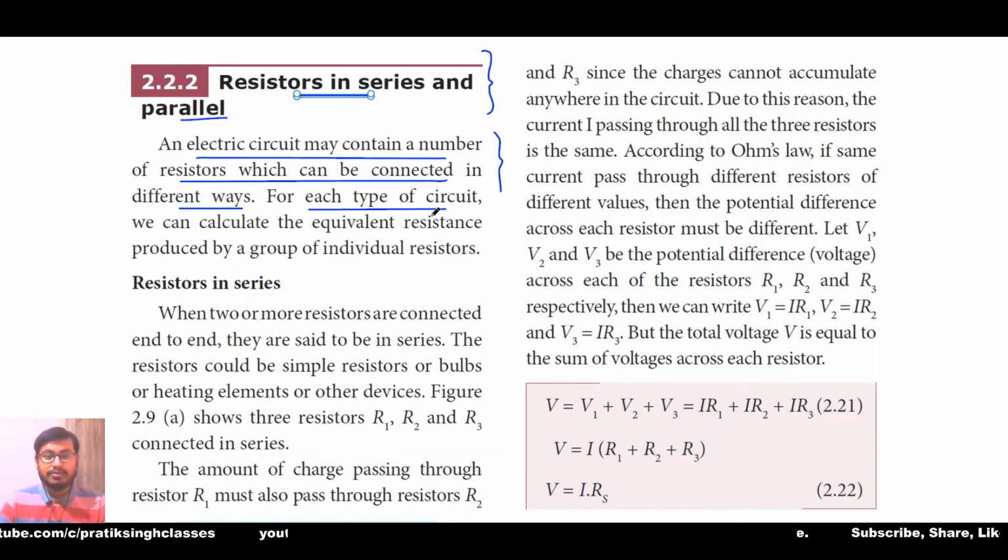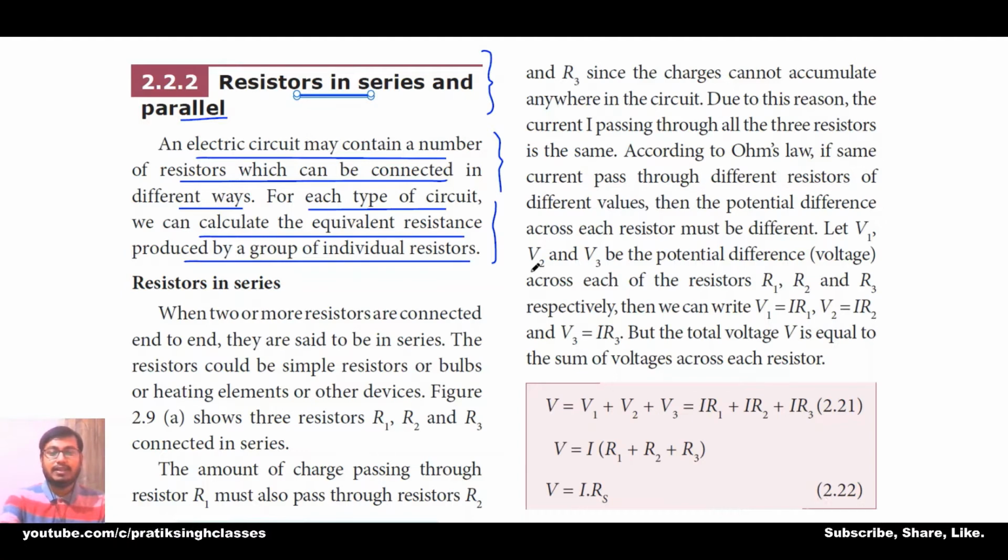For each type of circuit, we can calculate the equivalent resistance produced by the group of individual resistors. That means, if a lot of resistors are connected together, whatever the connection type, here we will study what is the total resistance of the given system or of the given connection. Now, the first one is resistors in series. When two or more resistors are connected end to end, they are said to be in series.